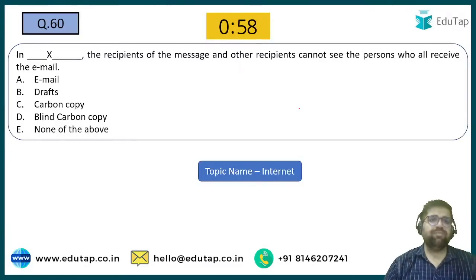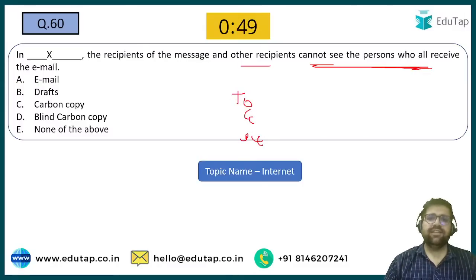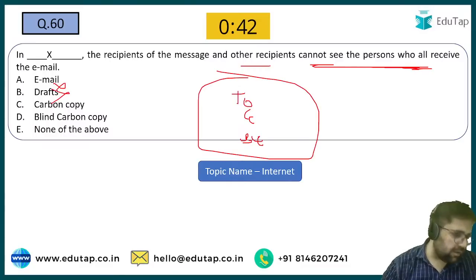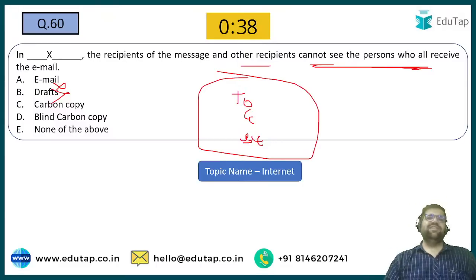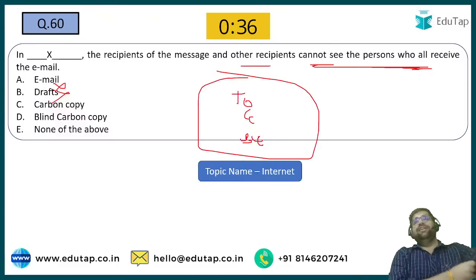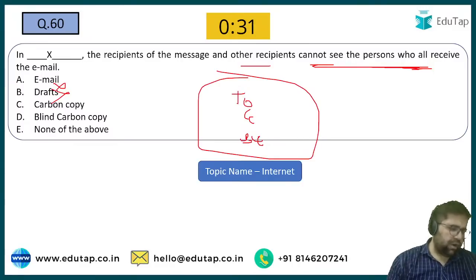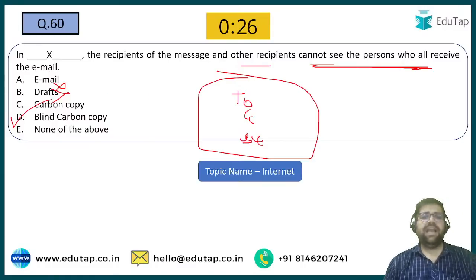Question number 60. In dash, the recipients of the message and the other recipients cannot see the persons who have received it. Now, if you know CC and BCC, this is one of the formats of your email, right? So what is the answer over here? Draft is not the answer. Email will not be the answer. We have already discussed this, right? Here the answer will be blind carbon copy.